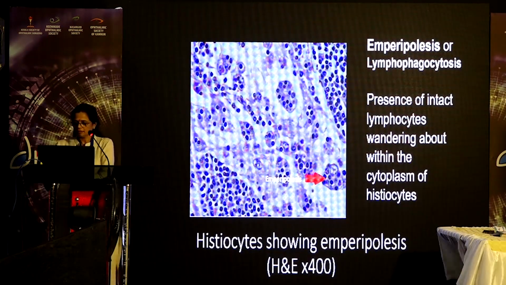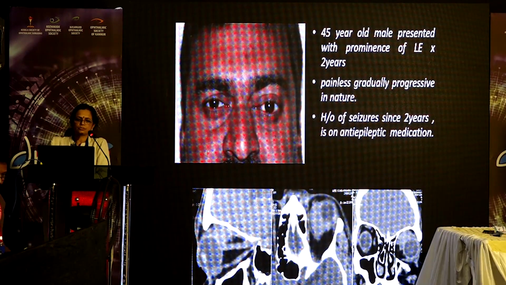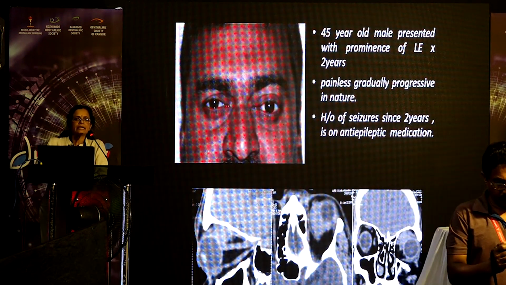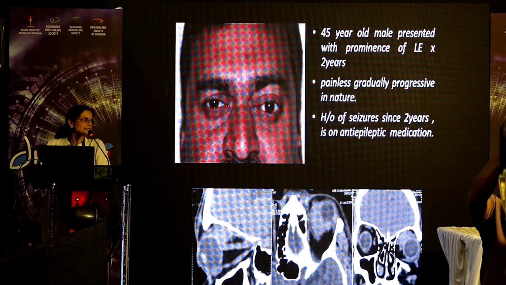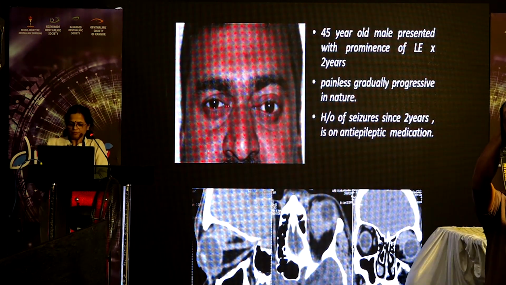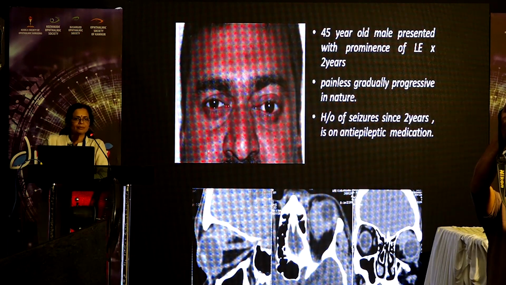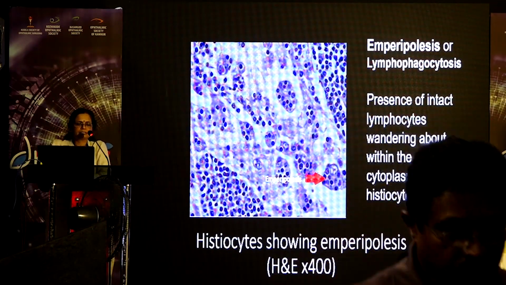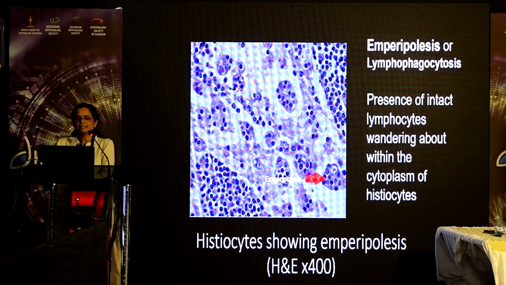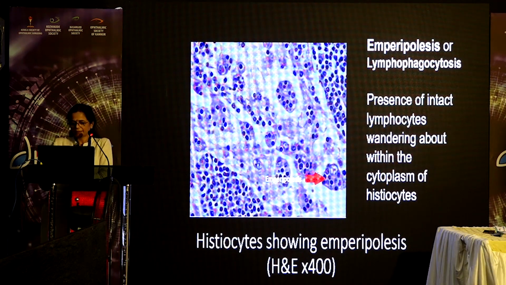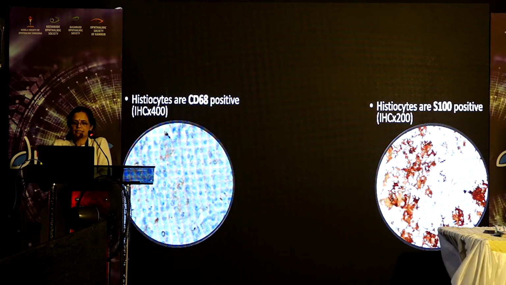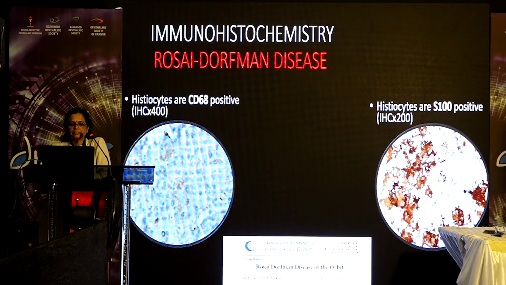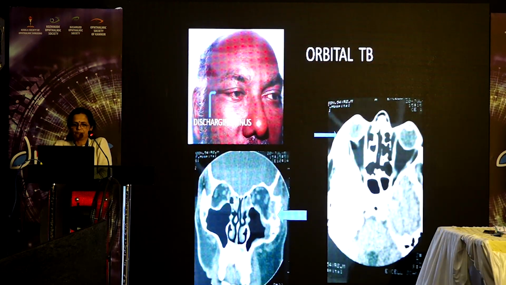This is again a 45-year-old male who presented with proptosis of the left eye. There was a mass in the superior orbit. So according to the CT, what is the diagnosis? It's a molding mass, lymphoma. I thought it was a lymphoma, but the histopathology showed emperipolesis, that is, the presence of intact lymphocytes within the cytoplasm of the histiocytes. So the pathologist gave a diagnosis. It was CD68 and S100 positive, and the diagnosis was Rosai-Dorfman disease, and it was published along with the RCC paper.